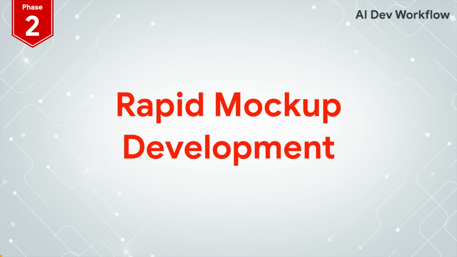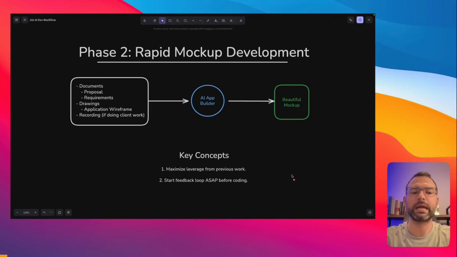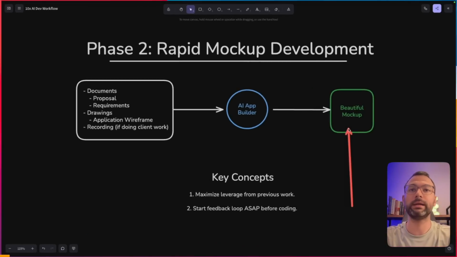All right. So welcome to phase 2. And in phase 2, our whole goal is to build a beautiful mock-up that we can start to analyze ourselves to say, yes, that's the application I want to build, or to showcase the beautiful mock-up to our clients so they can go, oh my gosh, you were the best AI developer I've ever worked with. That app looks amazing. Please build it. So here's exactly how we do it.